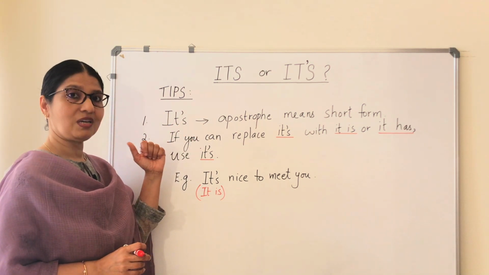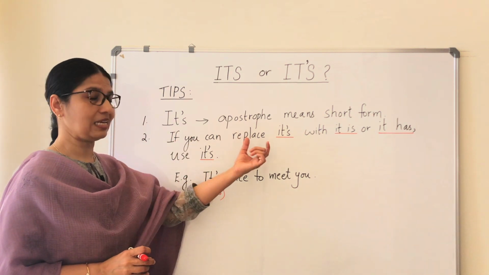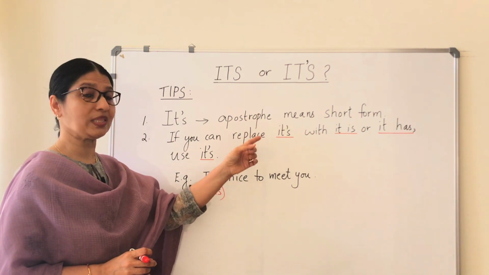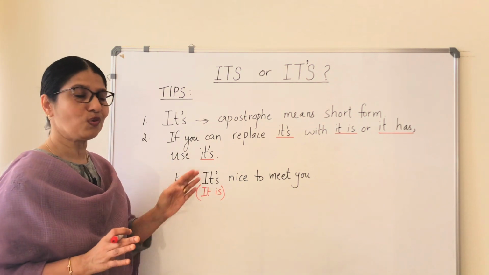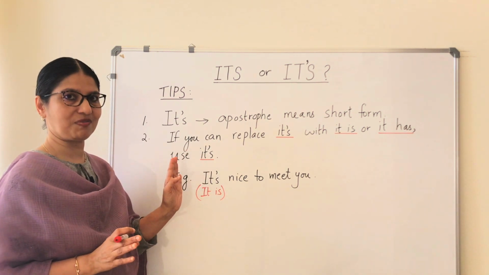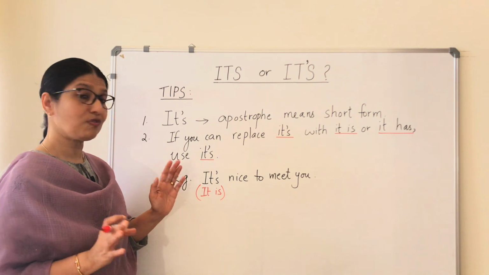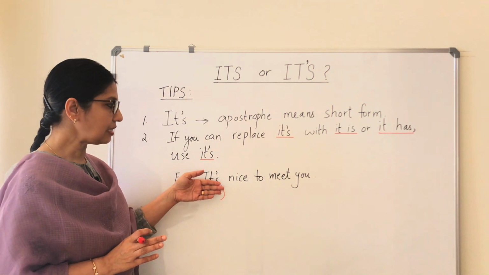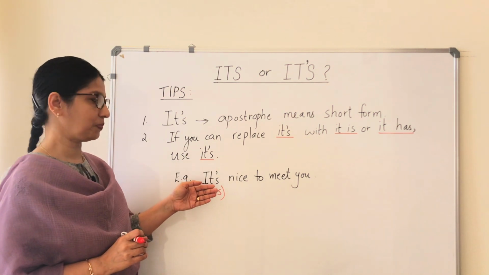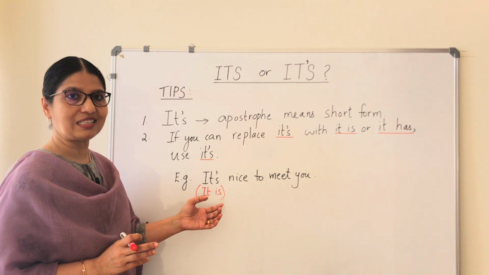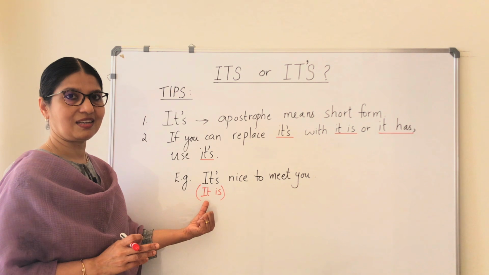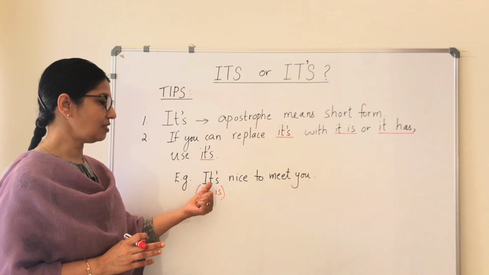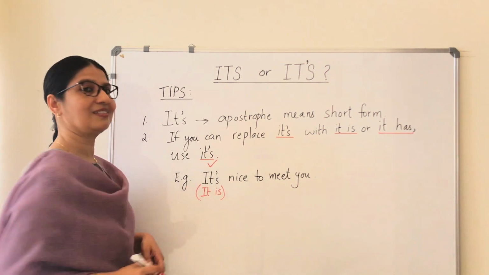Number 2, if you can replace it's with an apostrophe with it is or it has, then you can go for it with an apostrophe. That means that you are right. For example, in this sentence, it's nice to meet you. It's clear that you can use it is instead of it's. So that means this is right.